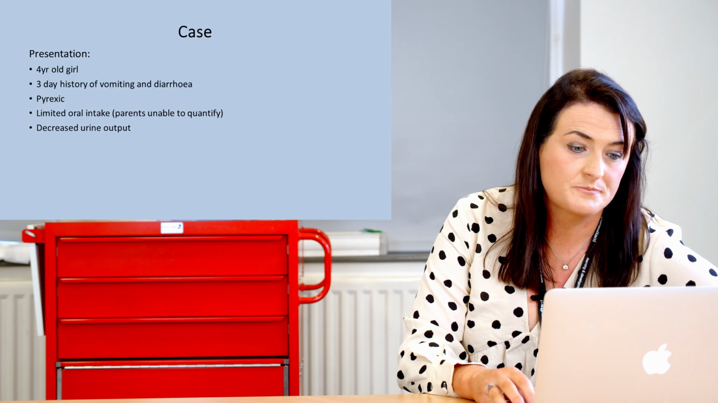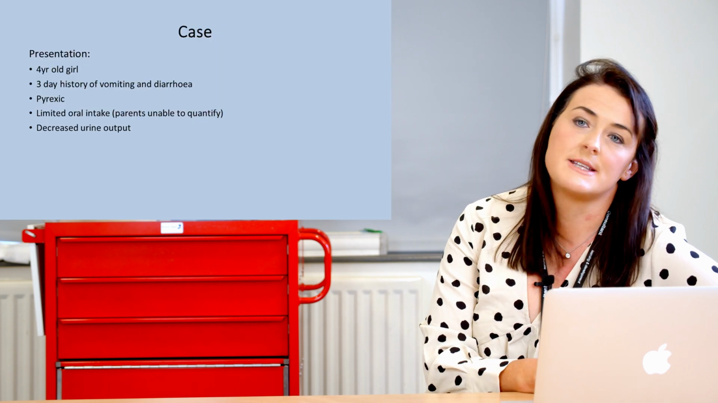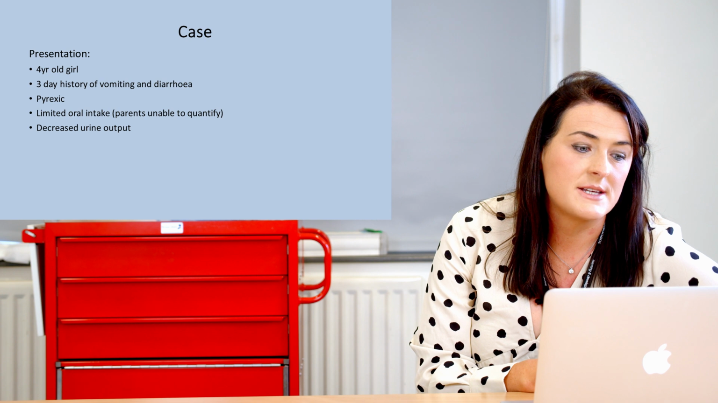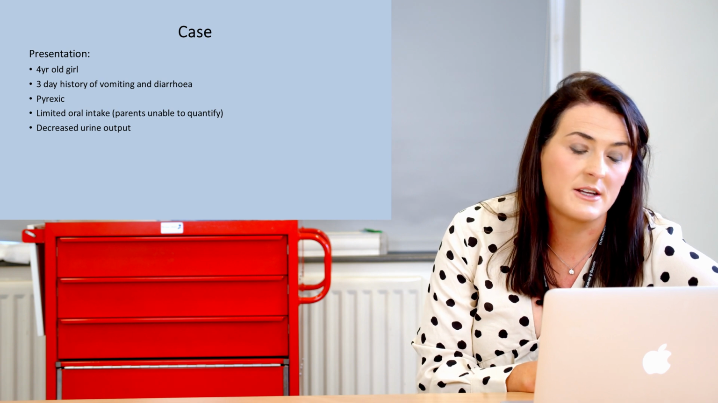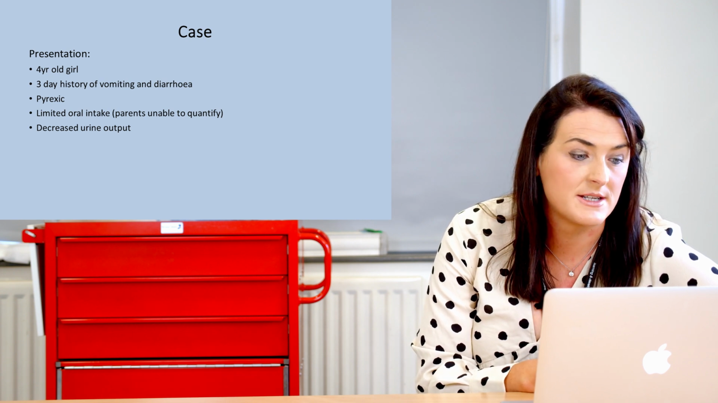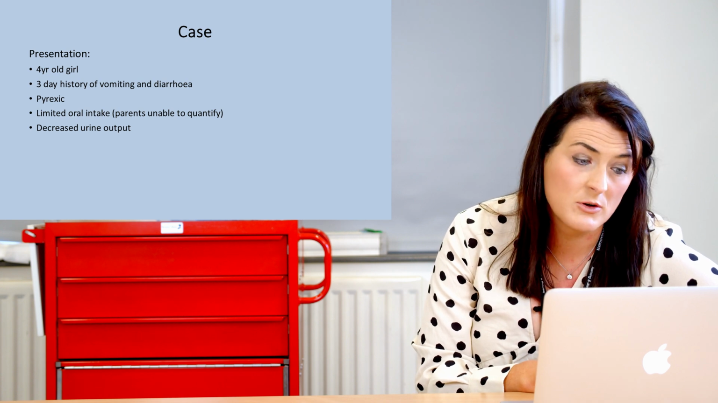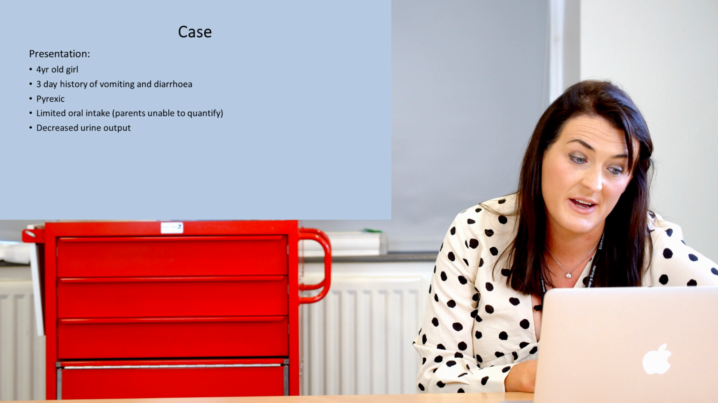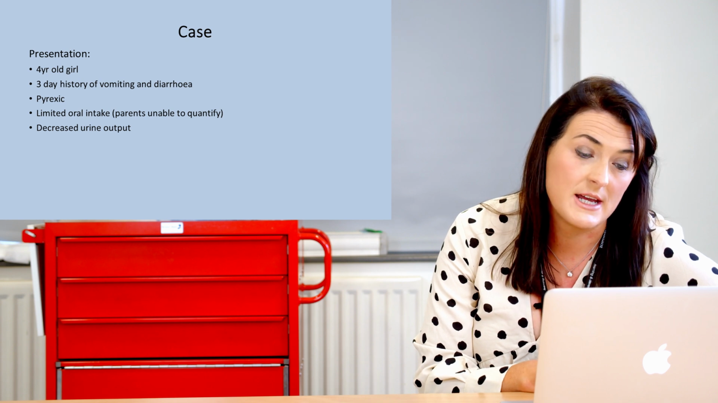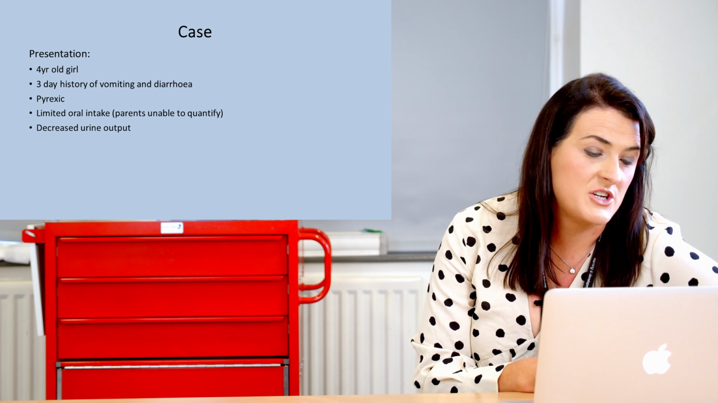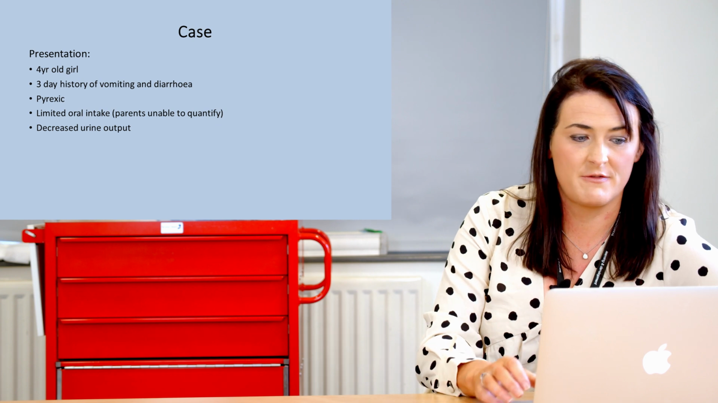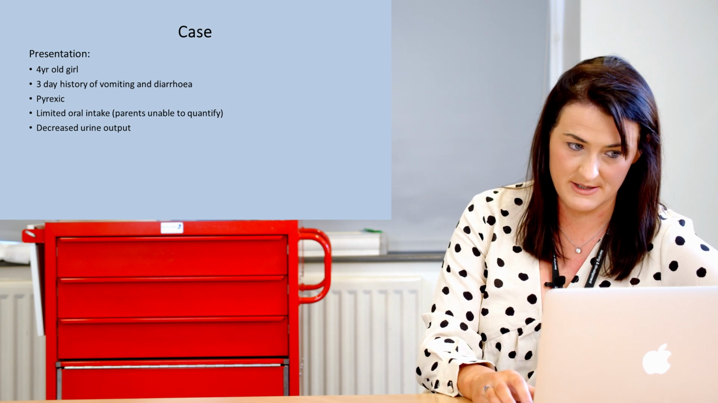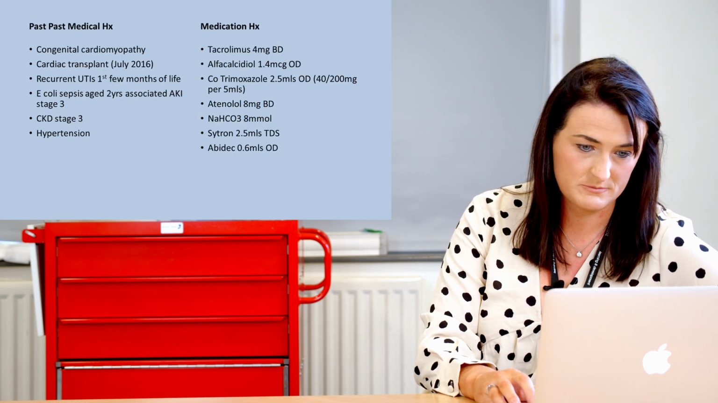So talking through a case then, so this is a 4-year-old girl. She had a 3-day history of vomiting and diarrhea. She had a history of temperatures at home, limited oral intake, parents unable to quantify, as is so regularly the case when we see these children, and a decreased urine output. Again, couldn't quite put their finger on when she had last passed urine.